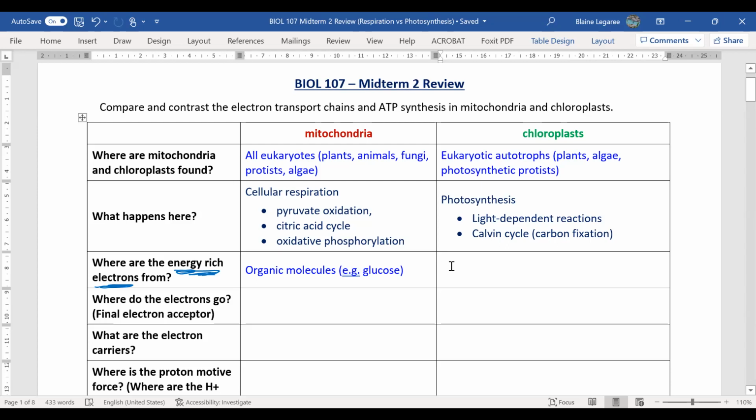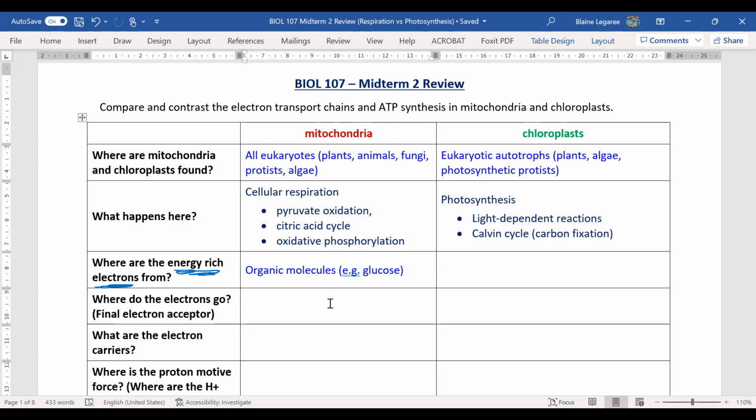What I'm going to do is get back to chloroplasts in a moment. I'm just going to answer the next couple of questions here in the mitochondria first, and then we can go back to photosynthesis to compare. So where do the electrons go? Glucose gets broken down into eventually pyruvate, into acetyl-CoA, into carbon dioxide, so it's getting stripped of electrons. And then remember those electrons end up on the electron carriers.